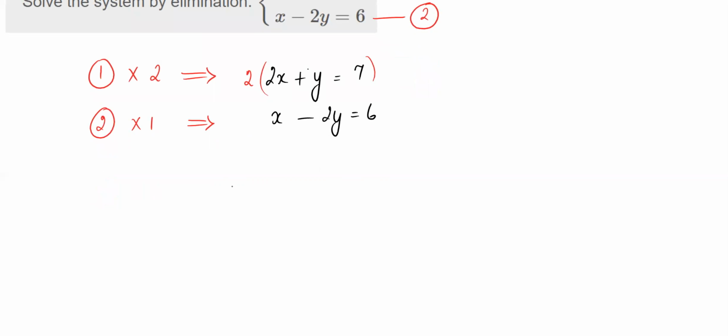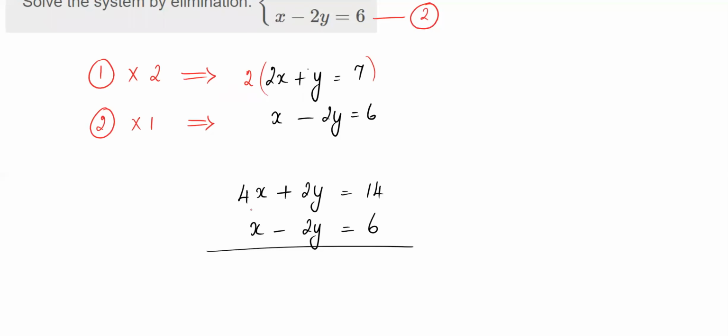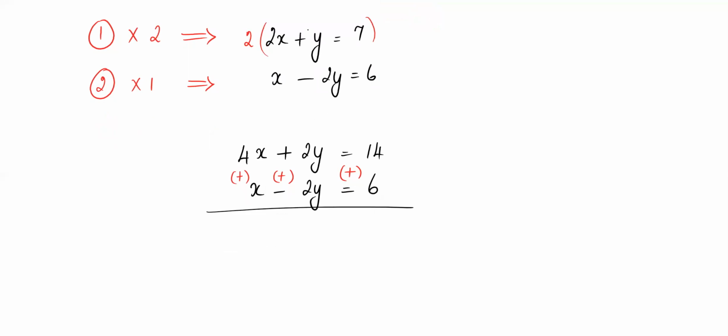Let's distribute in the next step. So 4x plus 2y equals 14, right? When we multiply the entire equation by 2, every term gets multiplied by 2. So that is the first one. Then you have x minus 2y equals 6. You got the second one. Remember, we are adding these two equations, so I put a plus there so you can remember we're adding. 4x plus x is 5x. As expected, these two will cancel off. 14 plus 6 is 20.